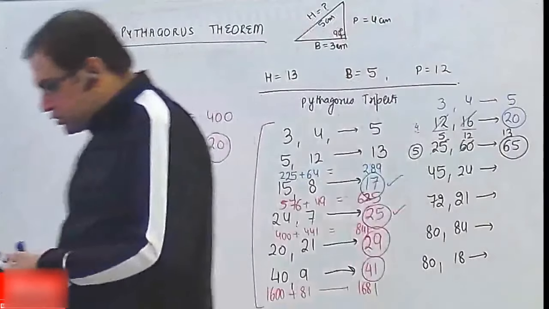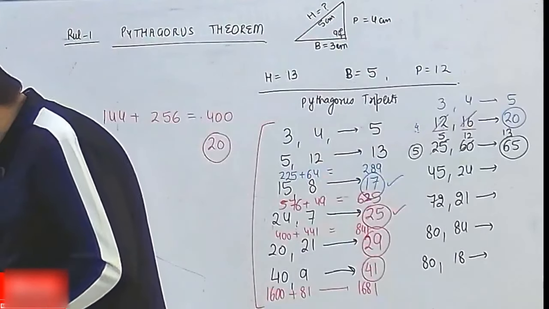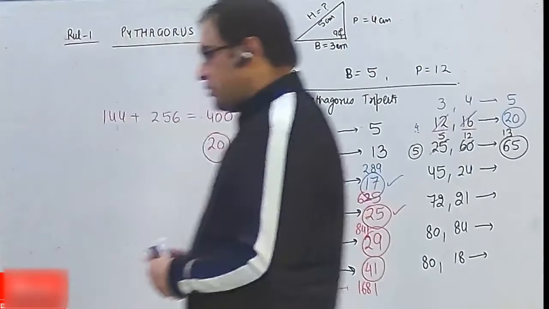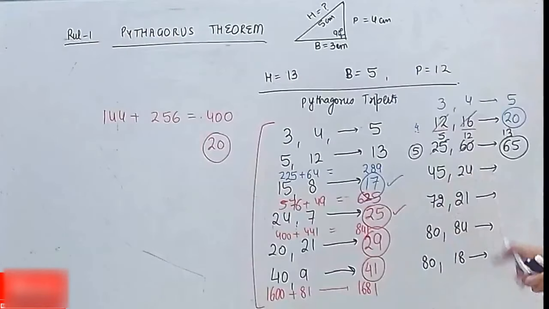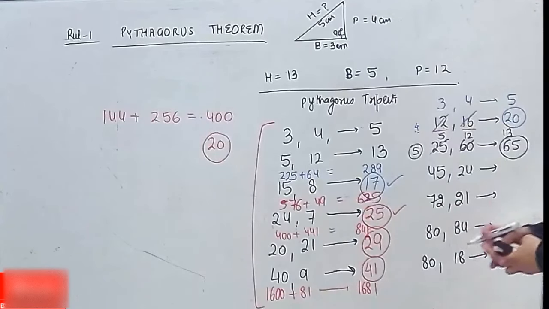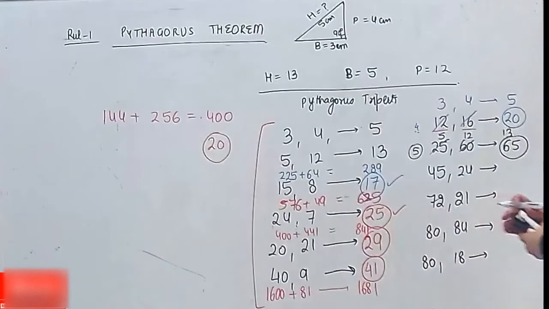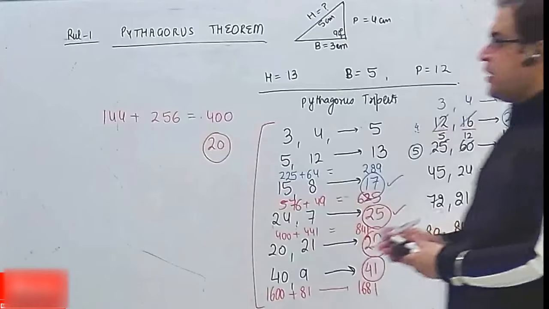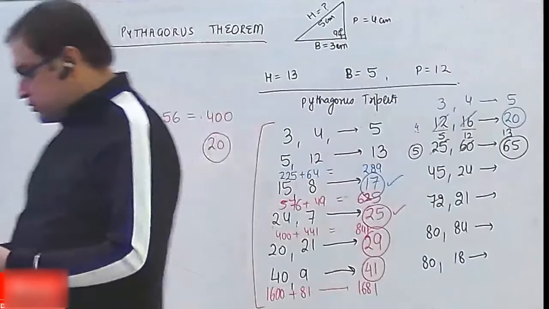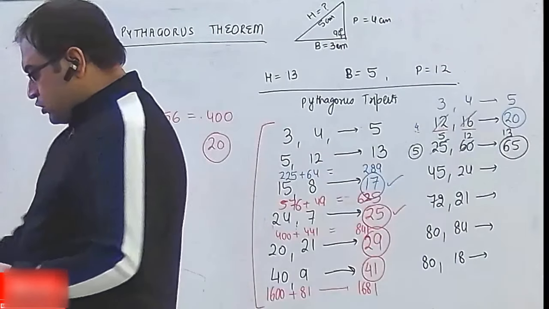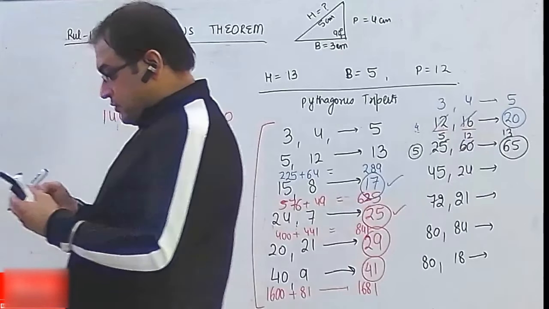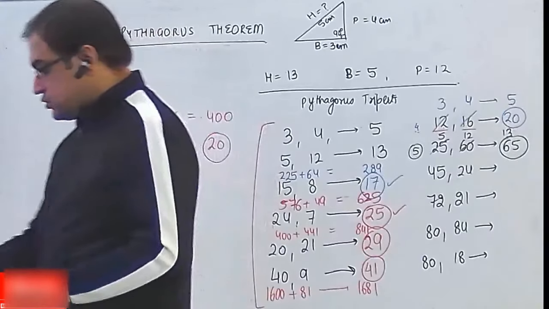Now with a similar approach, calculate the other values also quickly. Quickly find out what will come for 45 and 25, 72 and 21, and so on. Then I'll tell you how to go about this question. Try to find out what the values are. Okay, Jyoti, 65 is right. Now find out the next values.